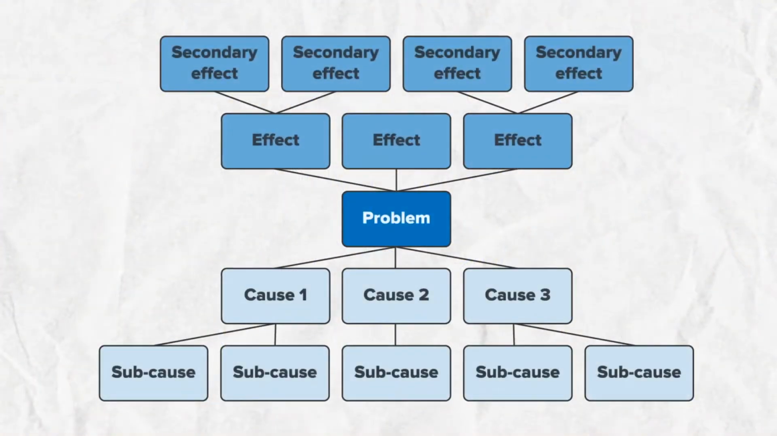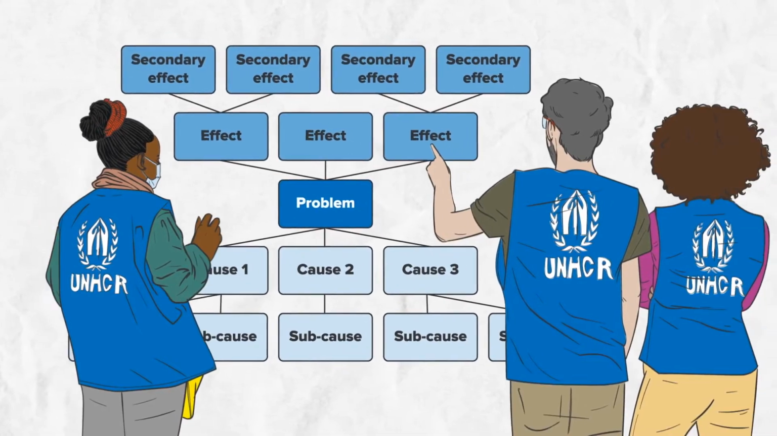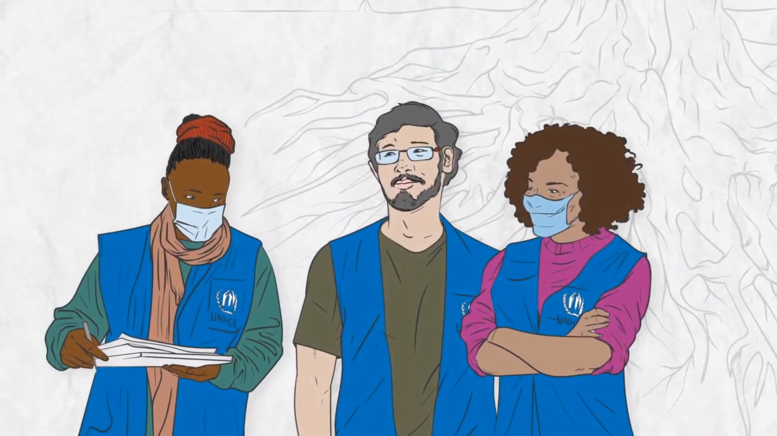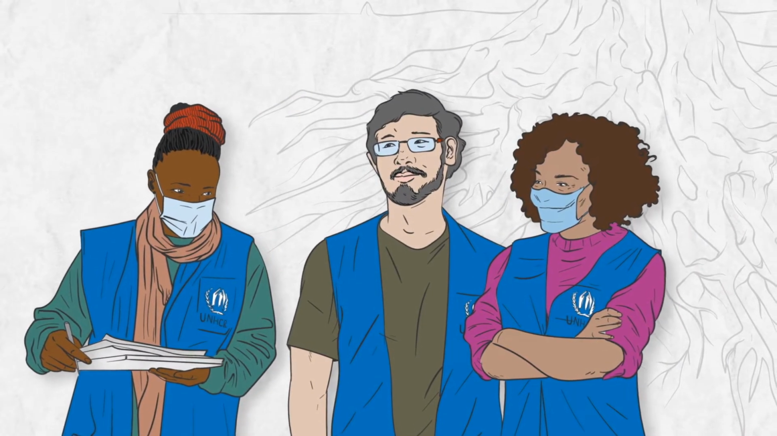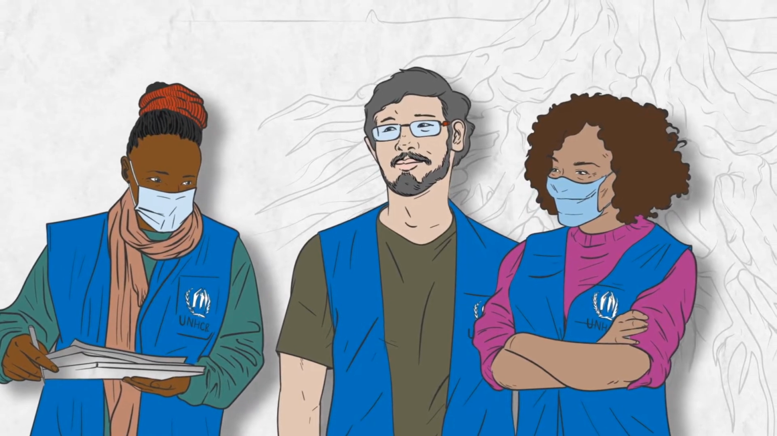The tree analogy shows that no problem can be effectively solved by targeting the branches, the effects. If you really want to address a problem, you need to take out the roots. So let's take a look at a tool that can help identify the underlying causes.